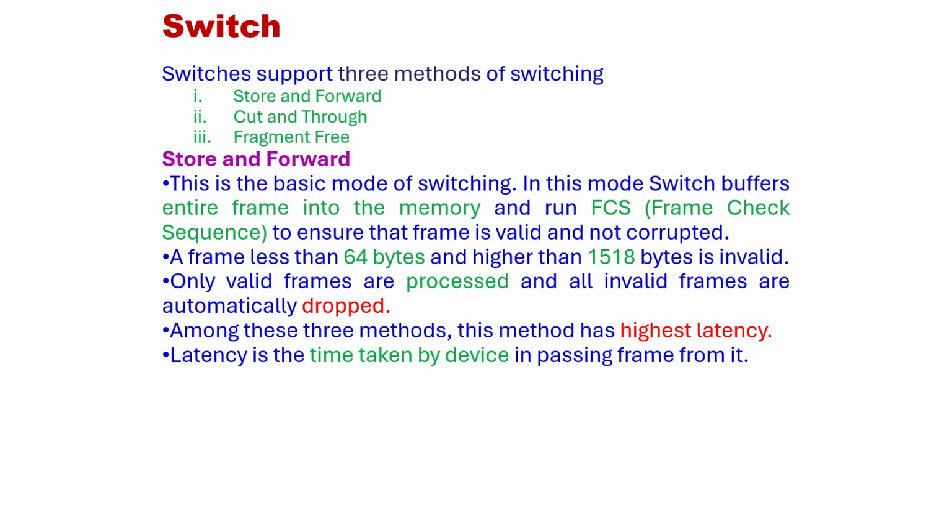In this mode, the switch buffers the entire frame into memory and then runs the FCS. FCS is nothing but the frame check sequence. It ensures that the frame is valid and not corrupted. A frame that is lesser than 64 bytes or higher than 1518 bytes is invalid. Only valid frames will be processed and all invalid frames will be dropped. Among these three methods, this method has the highest latency. What do you mean by latency? Latency is the time taken by the device in passing the frame through it.